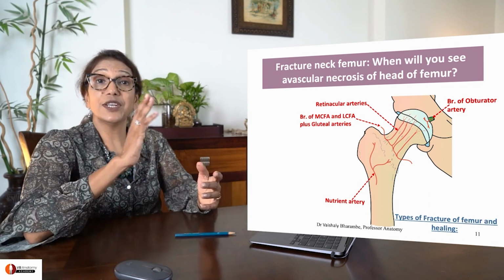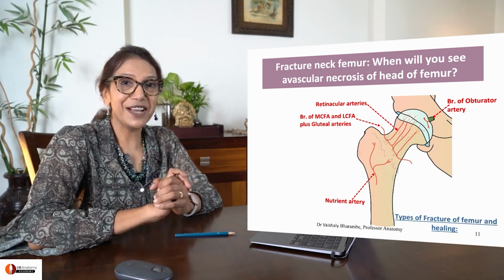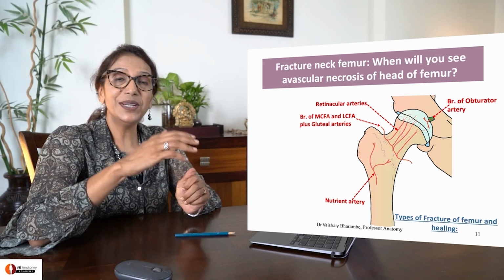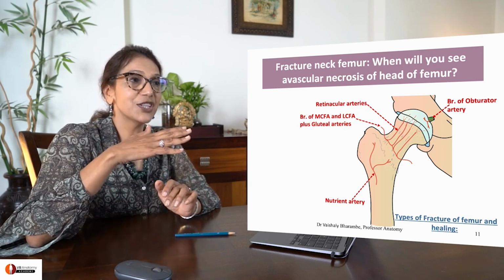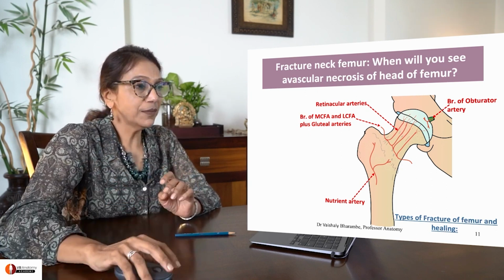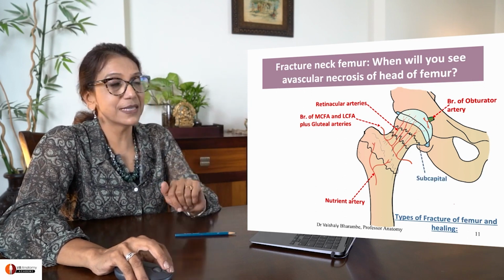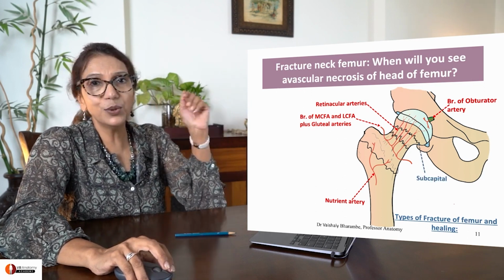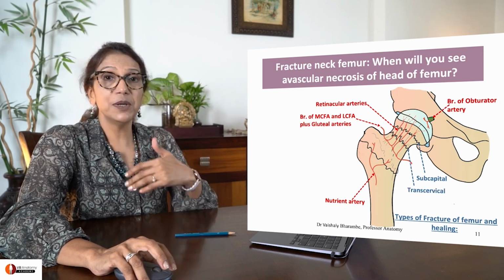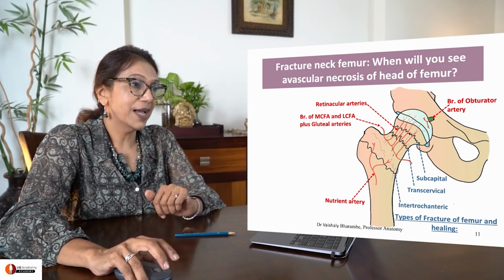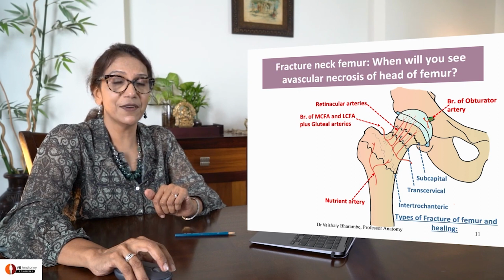Now let's fracture this femur. I think that's going to be fun, isn't it? So what are the types of femur fractures you see? You see a subcapital fracture. Please observe this here. See the subcapital just below the head of femur. There can be a transcervical fracture and there can be an intertrochanteric fracture.